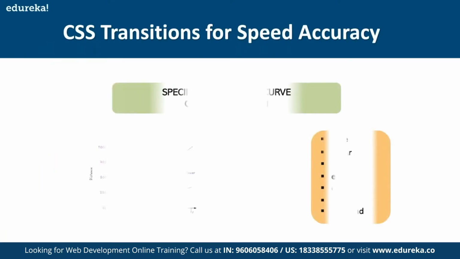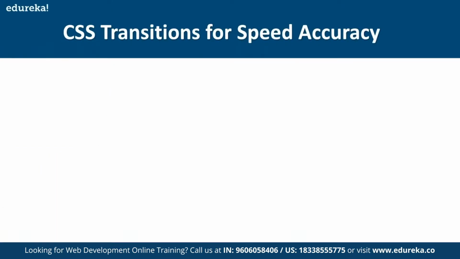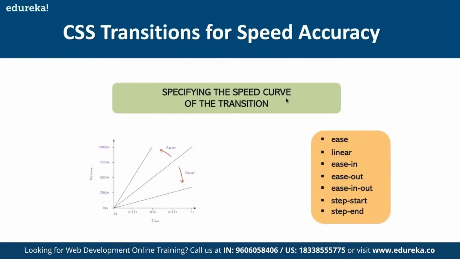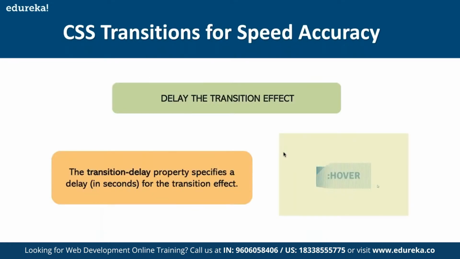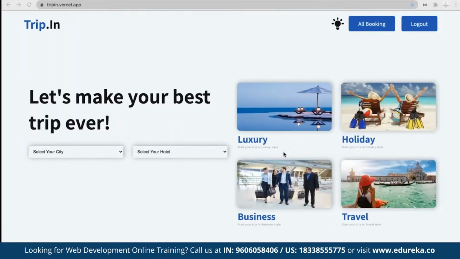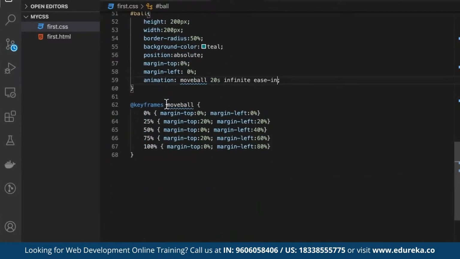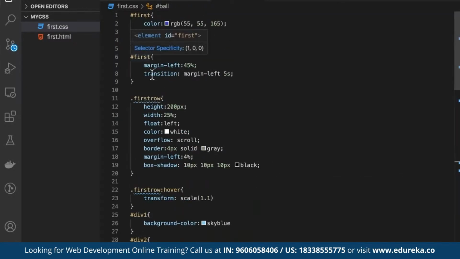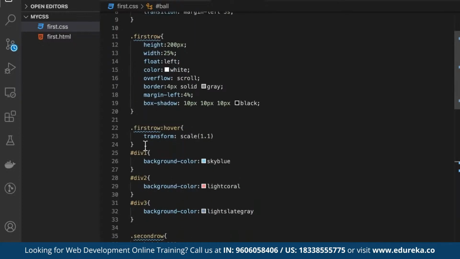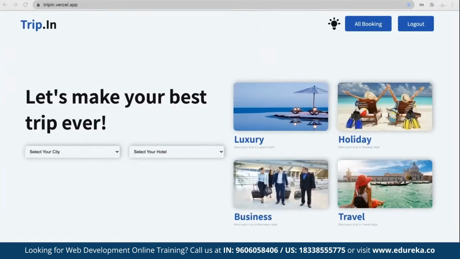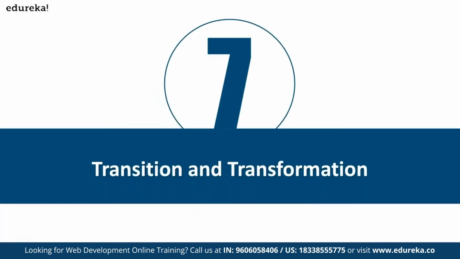So there are a lot of functions that you can use. Here the transition curve specifies the speed of the curve: faster, slower, more slower. So ease, linear, ease-in, ease-out, ease-in-out, step-start, step-end. Different values you can give. And hover, which I just showed you: when you bring the mouse over the element, it scales. That's called hover. Hover means when you bring a mouse over something, that works.